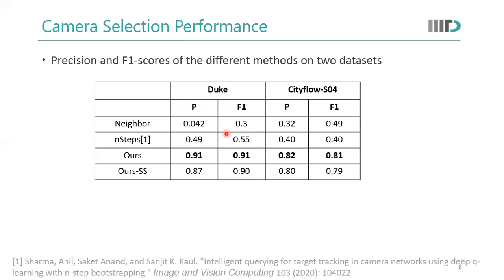So this is the performance using precision and F1 score on 2 data sets. Neighbor is a method which uses the camera network topology, and STEPS is another related method. And our method achieves state of the art on both of these data sets. The last row shows the semi-supervised trained approach of our method, which is better than the 2 related methods and is also comparable with our supervised training policy. The results on all other data sets are shown in our paper.